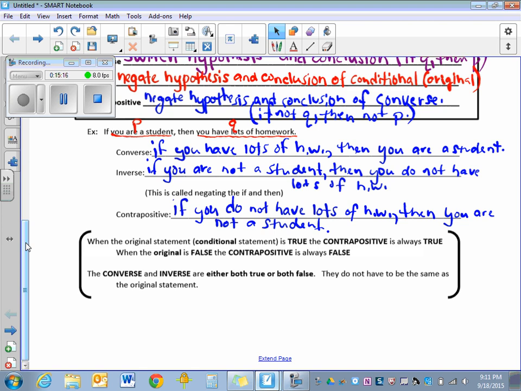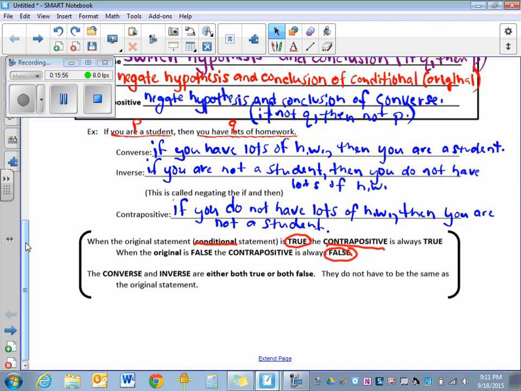So let's take a look at this last statement here. When the original statement, our conditional statement, is true, the contrapositive is always true. Remember that contrapositive is switch and negate. When the original is false, the contrapositive is always false. So basically the contrapositive and the conditional go together. They're either both true or both false.